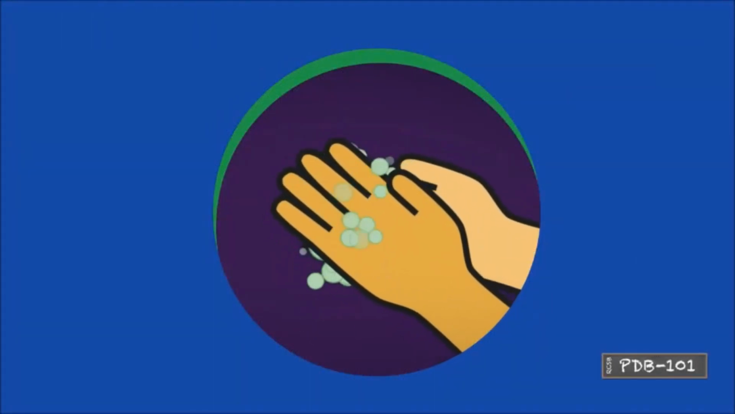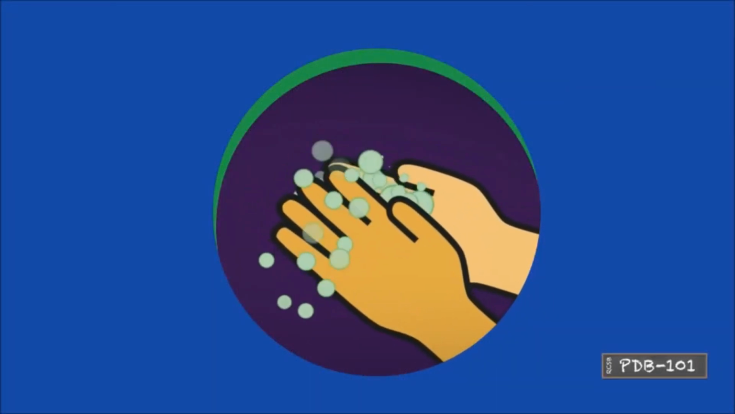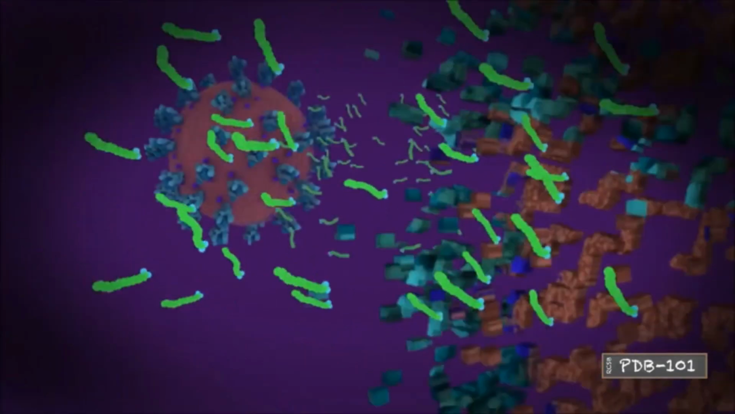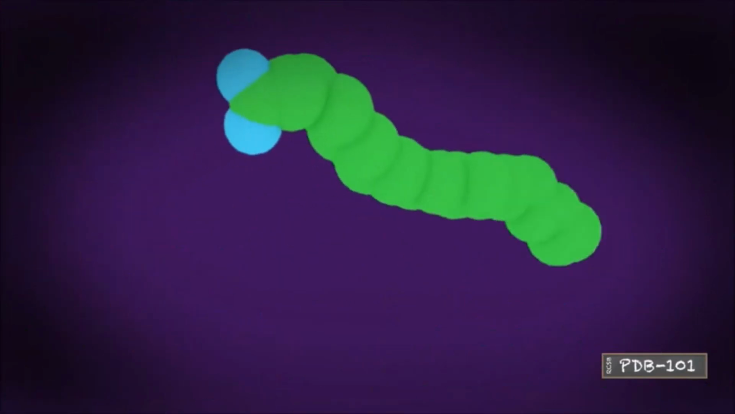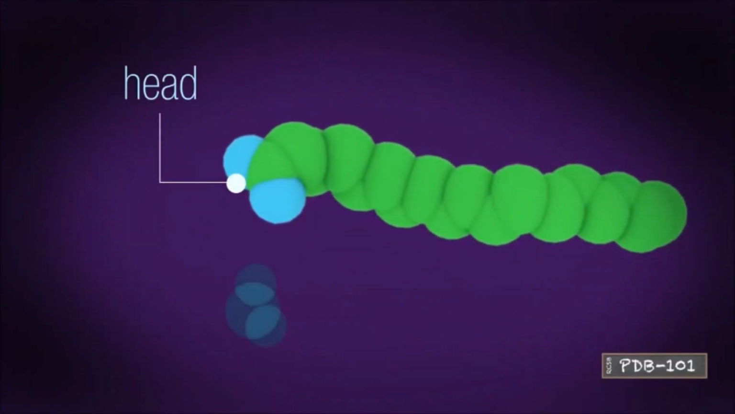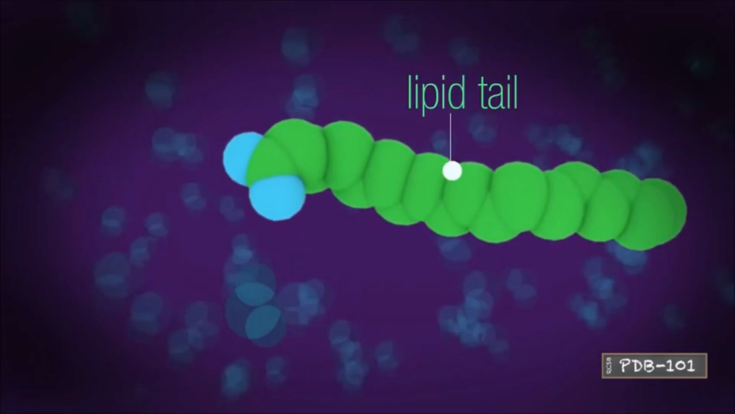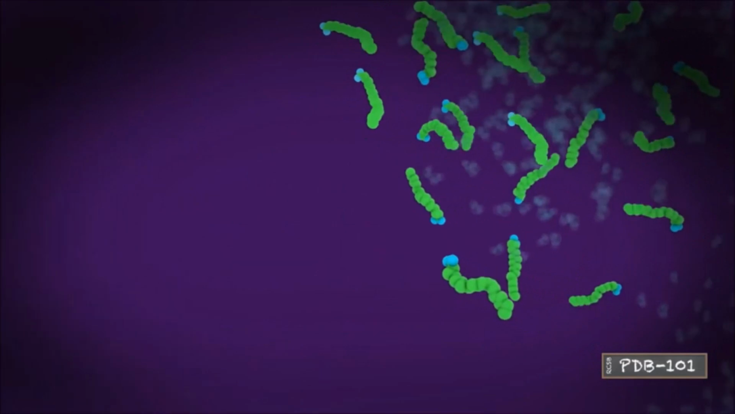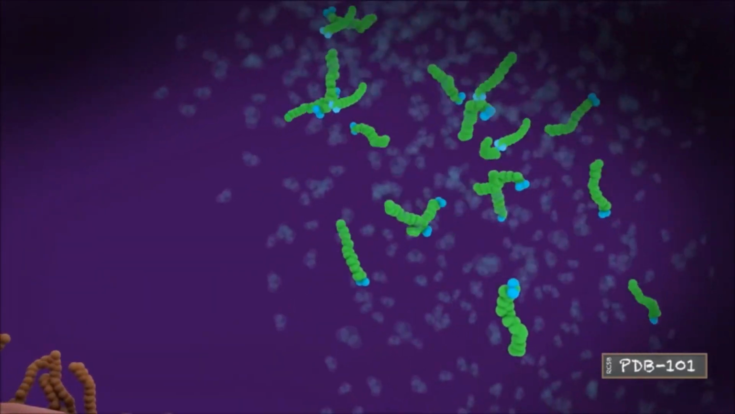Washing your hands with soap is possibly the simplest way to flush pathogens down the drain. Soap molecules can interact with pathogens, such as coronavirus, leading to their destruction. Each soap molecule has two parts. The head is hydrophilic, which means it likes to interact with water, while the lipid tail is hydrophobic, which means it wants to get away from water to find similar water-avoiding particles.